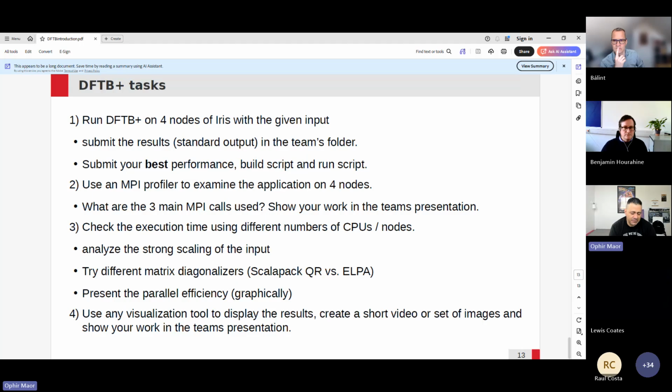Hey, I see one question from Niels. Yeah, go ahead, Niels. I have a question. Is there a possibility of changing any input files regarding tuning? Is there any parameter that we are allowed to change that has an impact on the performance or on the type of simulation that might enhance the performance?